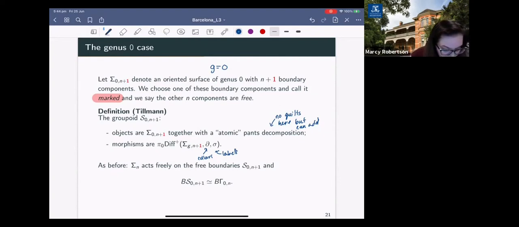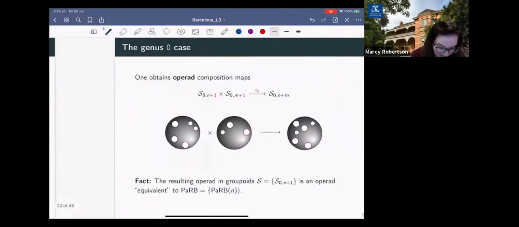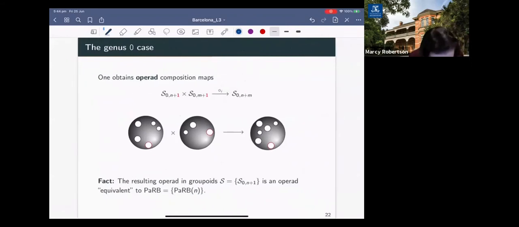Yeah, and so as before, Sigma n acts freely on the boundaries, and you have this equivalence of classifying spaces between this groupoid of genus 0 surfaces and the mapping class groups. And in fact, one gets an operad from this. This is what Tillmann calls the surface operad, which is given by gluing.